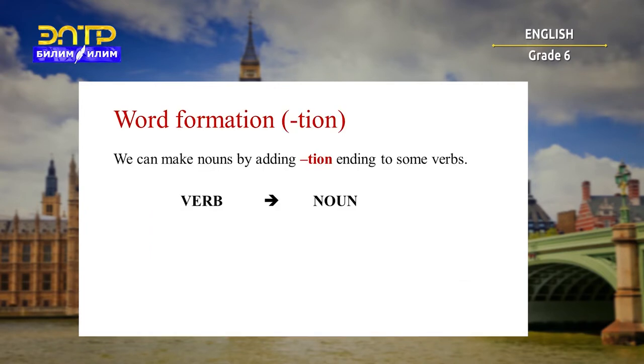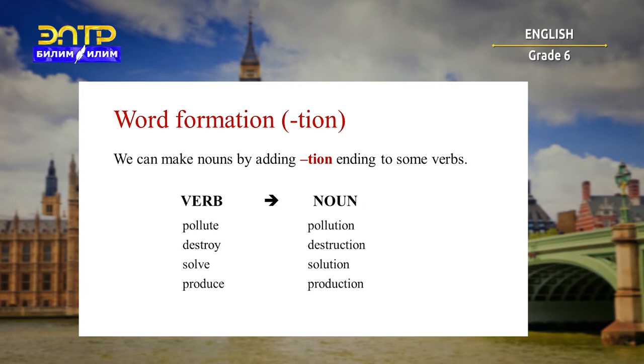Do you know that in English we can form new words adding some suffixes? So, for example, we can make a noun from a verb by adding only the "-tion" ending. Look at this verb, please. Pollute, it becomes pollution. Look at the next word, please. Destroy. What do you think? What is a noun form for this verb? It is destruction. Next one. Solve. Solution. Produce. Production. And the last one, construct. Construction. Please write these words in your notebooks.